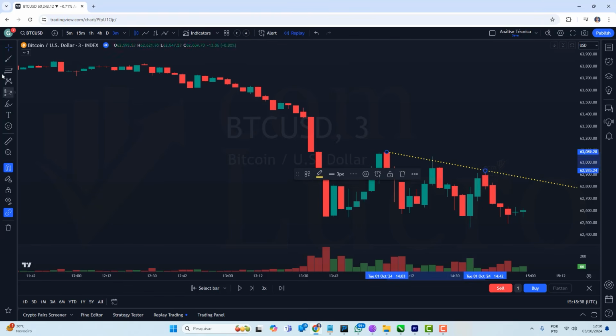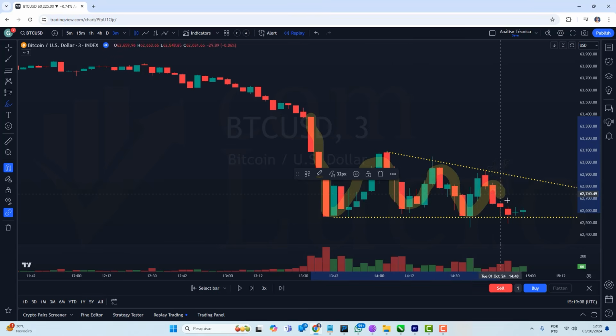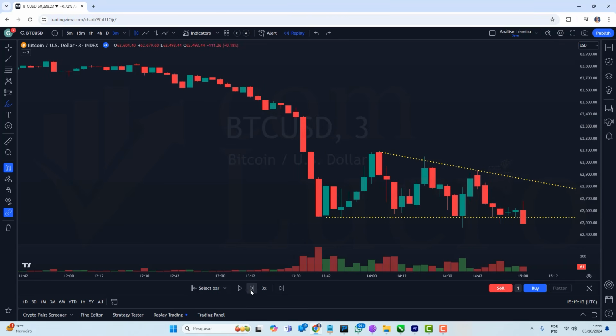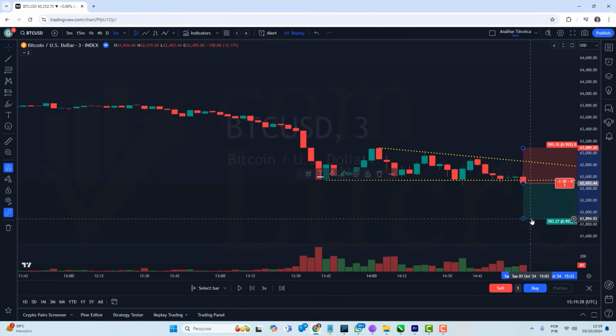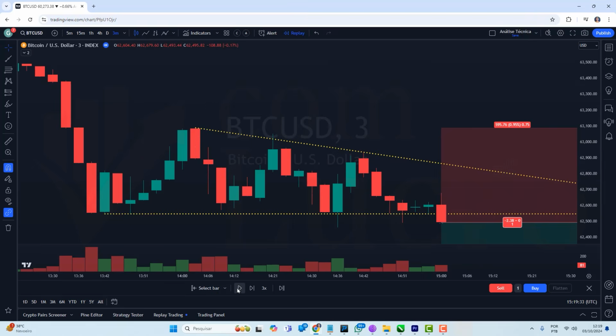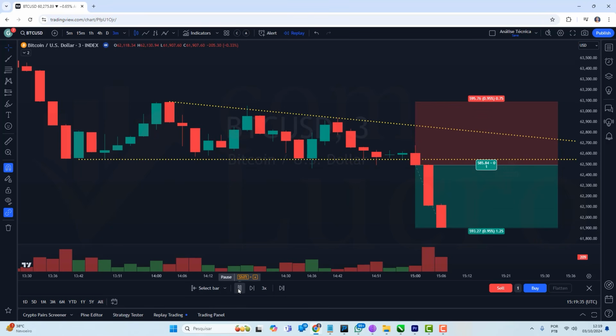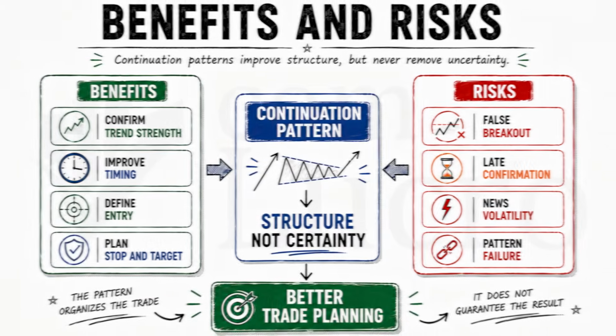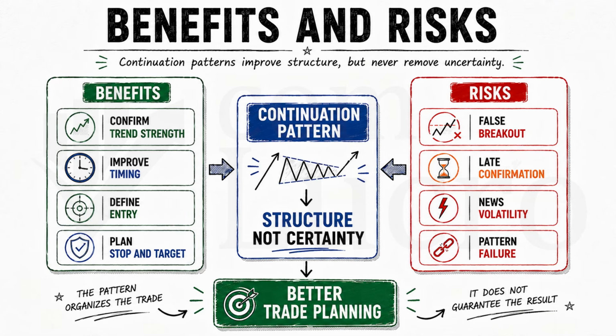Similarly, in a bearish descending triangle, the price is in a downtrend and begins consolidating. It forms lower highs, but the lows find support at a flat level. As selling pressure increases, the price eventually breaks below the support level, confirming the descending triangle and signaling the continuation of the downtrend. Now, let's examine the main benefits and risks of continuation chart patterns.